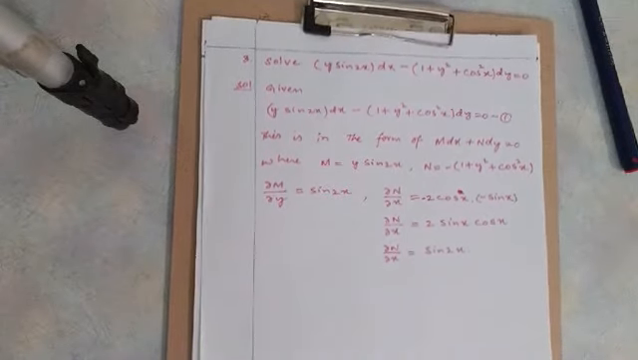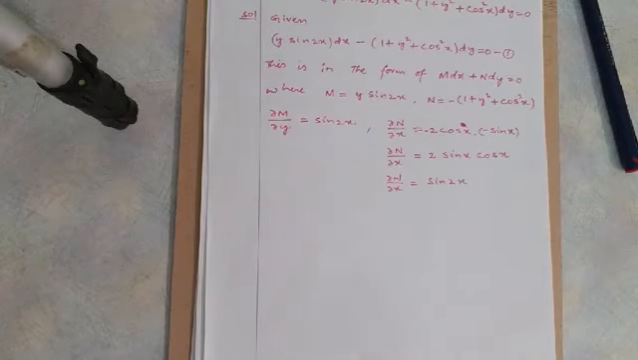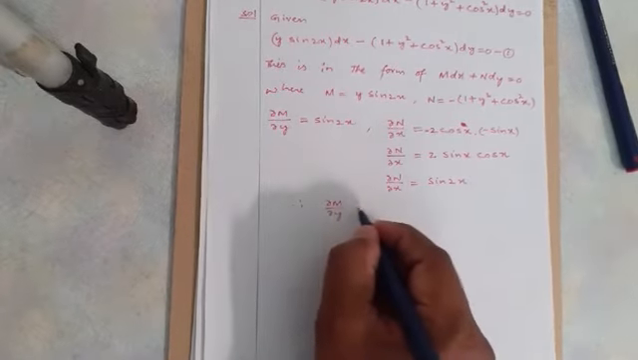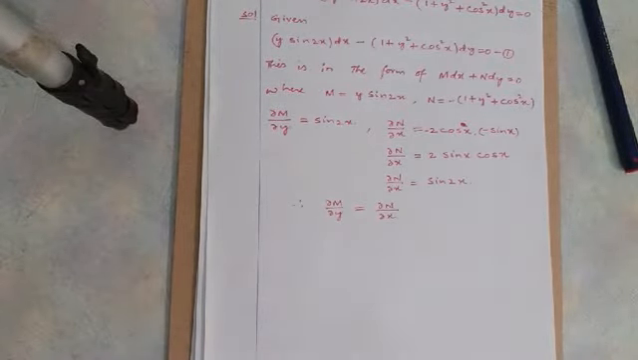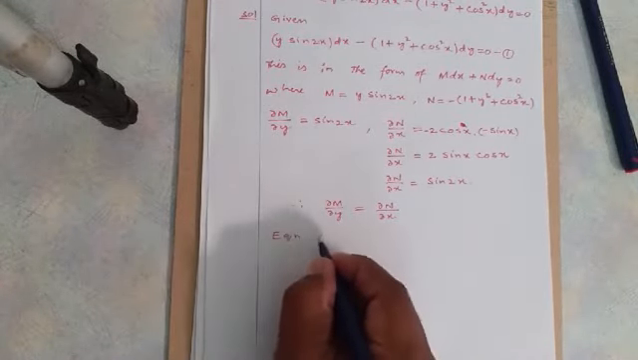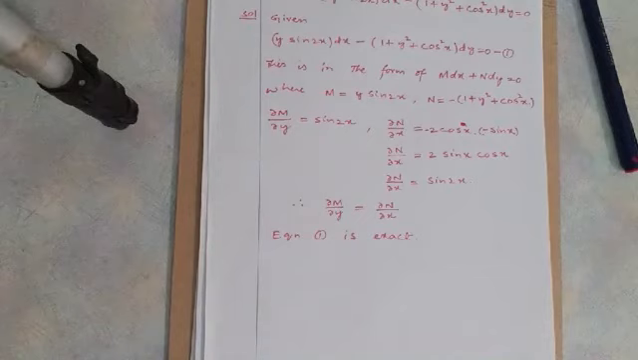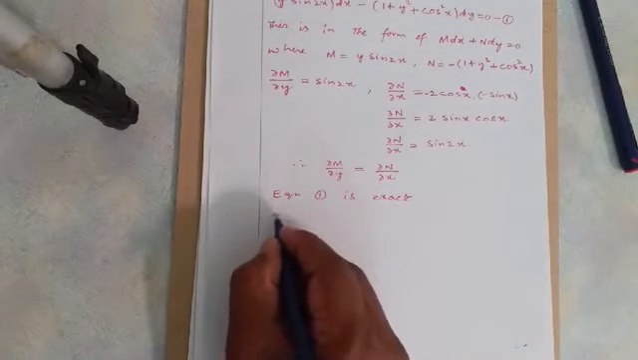Okay, so you can see ∂M/∂y and ∂N/∂x are both the same. So we write here, therefore ∂M/∂y is equal to ∂N/∂x. When these both are equal, we write equation 1 is exact. Equation 1 is exact. If it is not exact, then we go for all the cases which we have done in the class. So now, when equation 1 is exact, then the general solution we write.